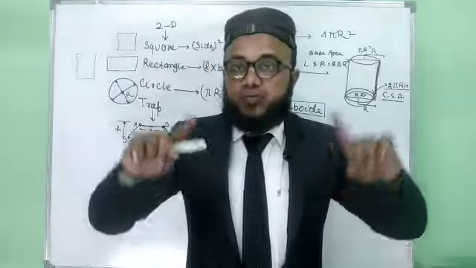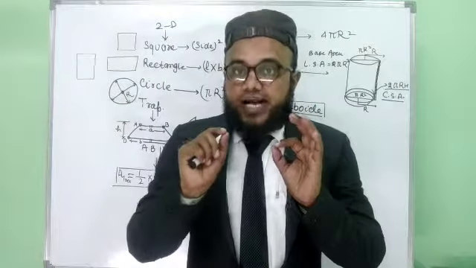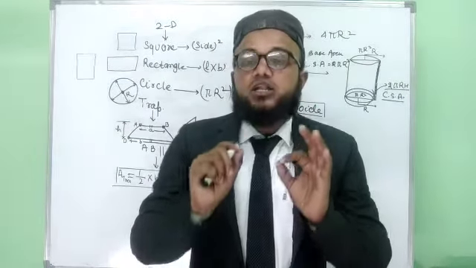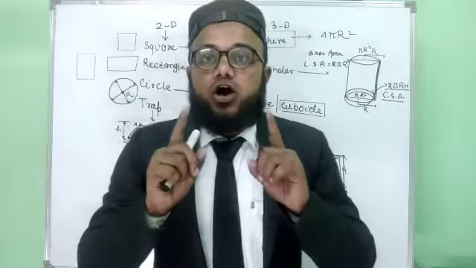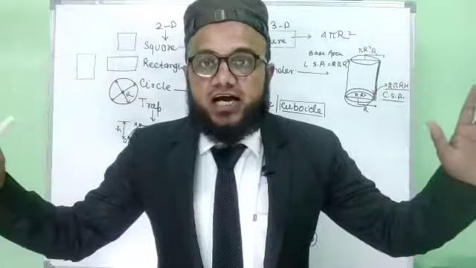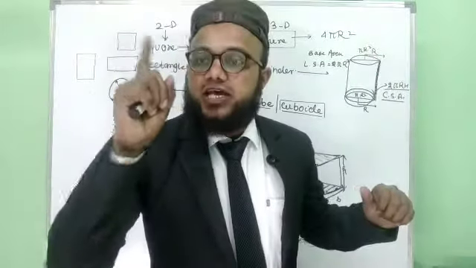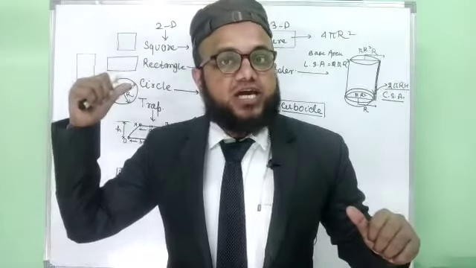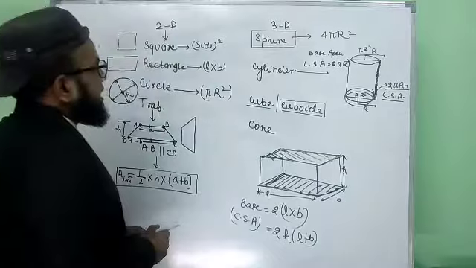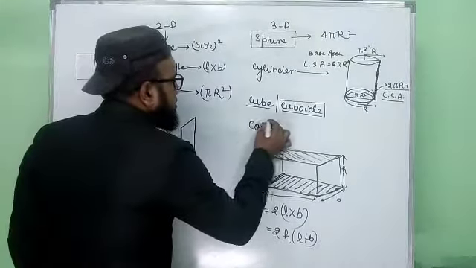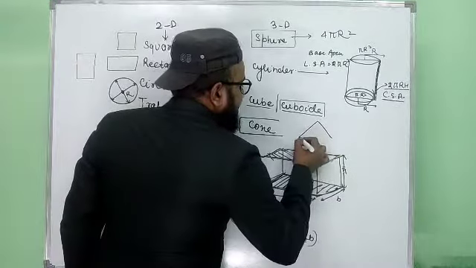Taking an example, this room is a cuboid. For finding the curved surface area of the cuboid, we have to find the area of all four walls. The area of this wall and this wall should be the same, and the area of this wall and this wall should be the same.